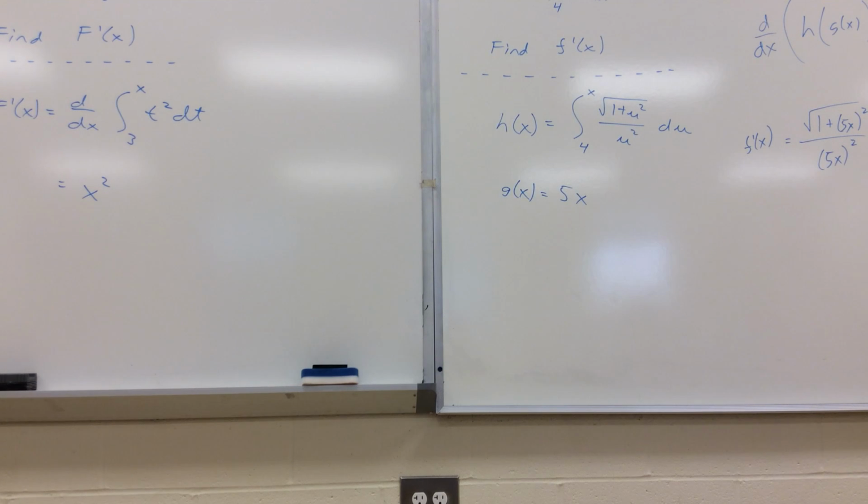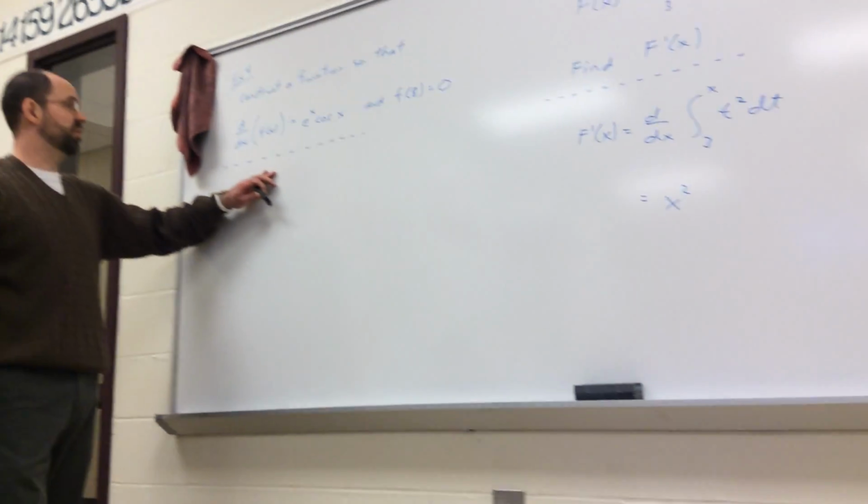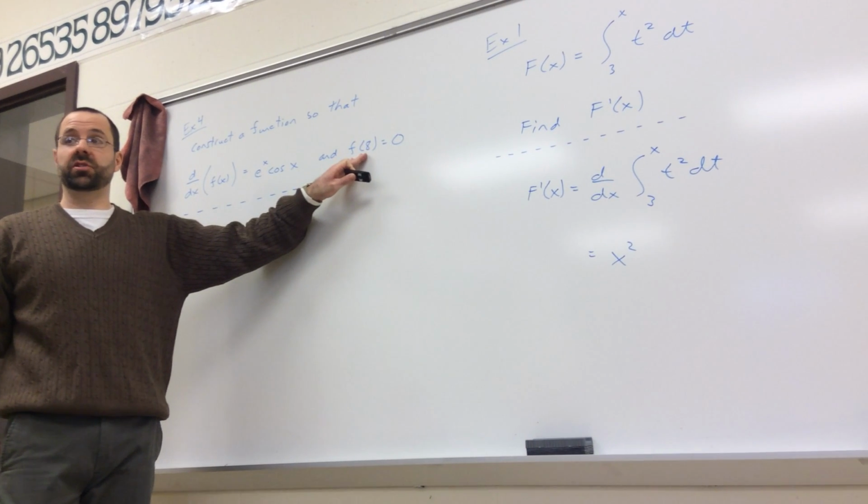Okay, we're going to construct another function now. So we're going to construct a function so that the derivative of our function is this. And also, when you plug 8 into the function, you get 0 out.